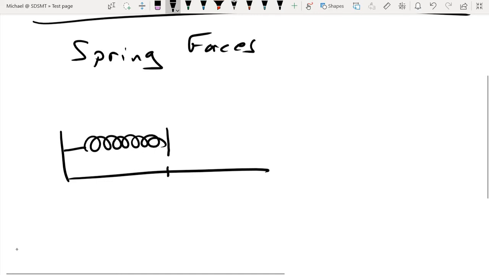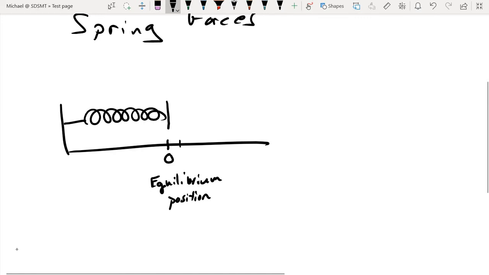And that point where the spring comes to rest is going to be important to us, because this is going to be called the equilibrium position. Okay, there we go. And we're going to label that 0.